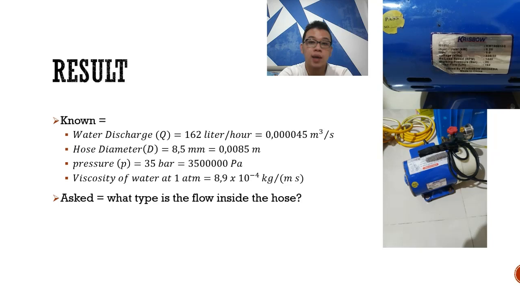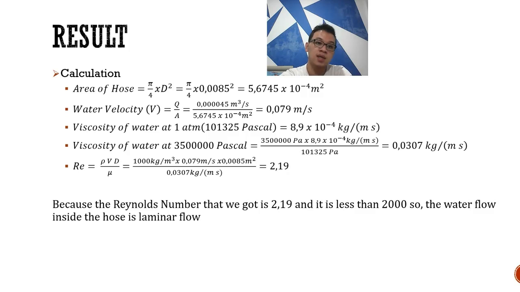The pressure working on this water jet washer is 35 bar, or equals 3,500,000 Pascal. And we know that the viscosity of water at 1 atmosphere is equal to 8.9 times 10 to the power of minus 4 kg per meter second. The objective for this calculation is to find the type of flow inside the hose. So this is the calculation that I got from the known variables before.